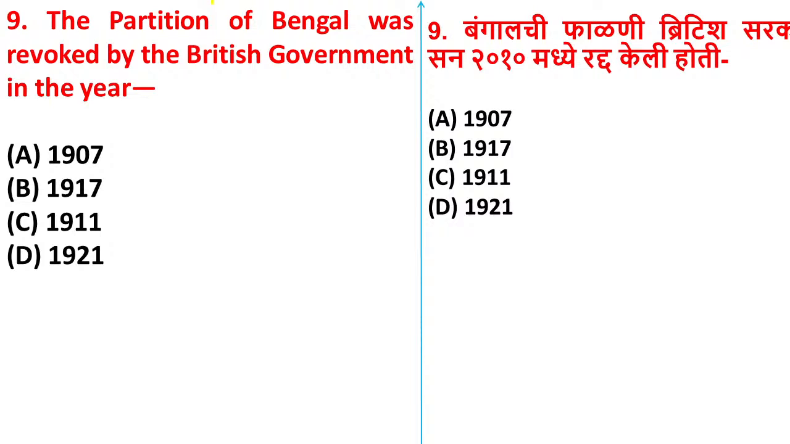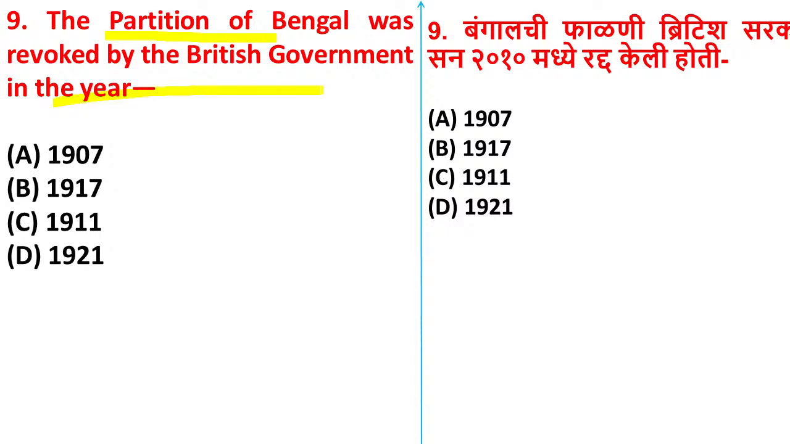Okay, let us move to question number 9. The partition of Bengal was revoked by the British government in the year... Yes, when this Bengal partition took place by the British government. Option A, 1907. Option B, 1917. Option C, 1911. Option D, 1921. Yes, here Ashwini is saying D. Mamata is saying A.